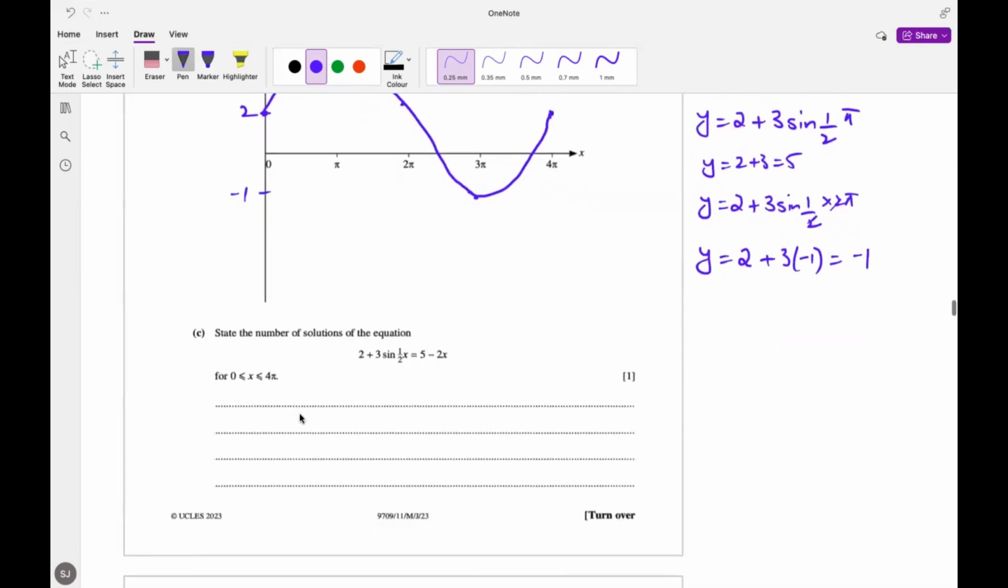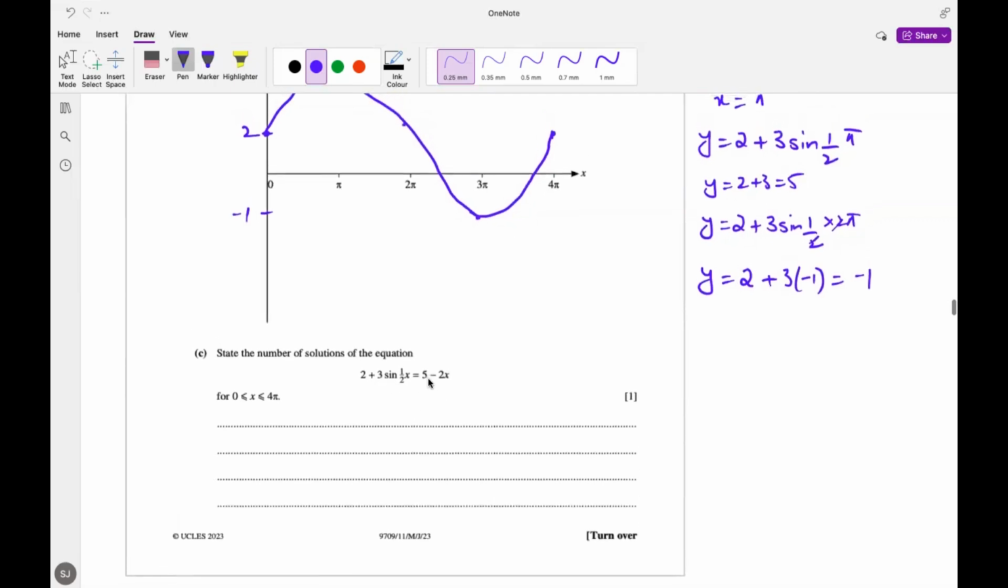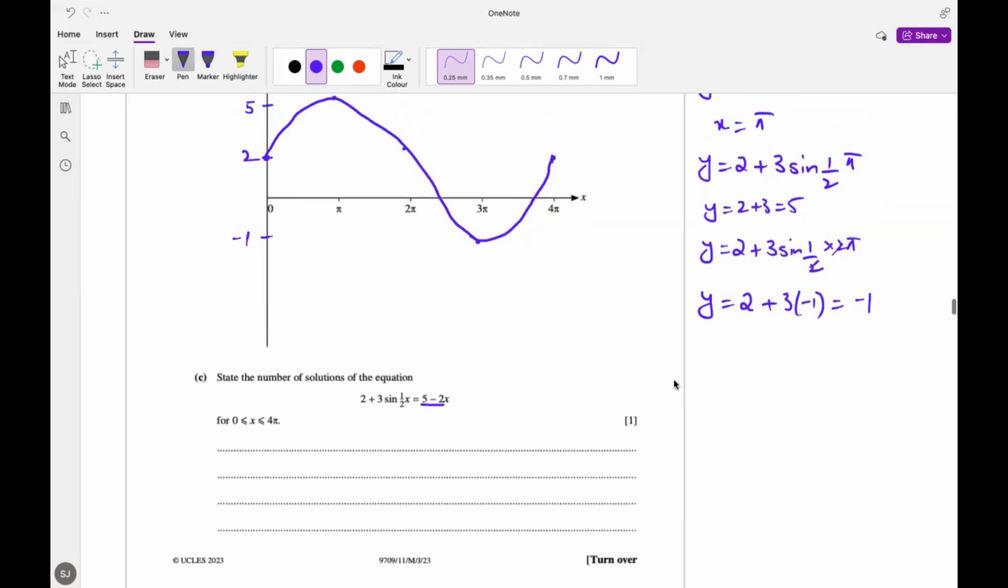In part C, it is asking us to state the number of solutions for the equation 2 plus 3 sine half x equals 5 minus 2x. Now, an easier way to do this is if we just simply sketch the graph of y equals 5 minus 2x. So if I'm sketching the graph of y equals 5 minus 2x, if I take x equals 0, y will be equal to 5.